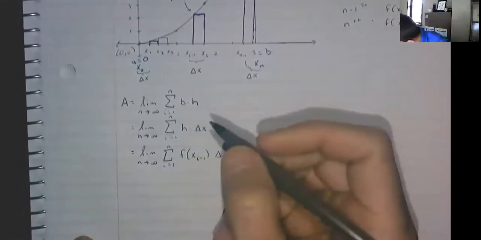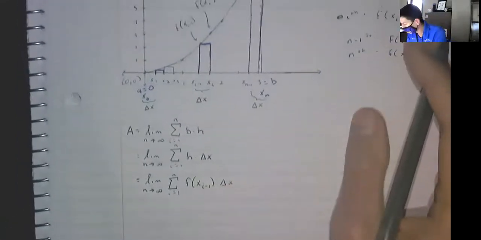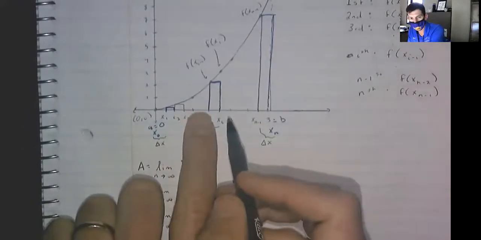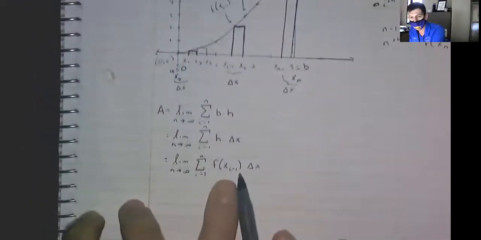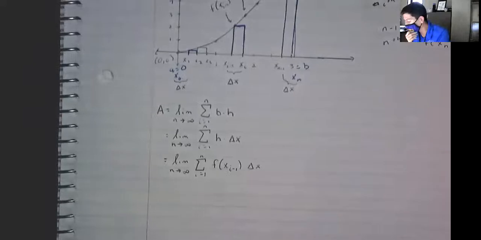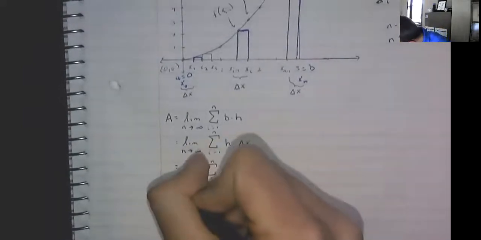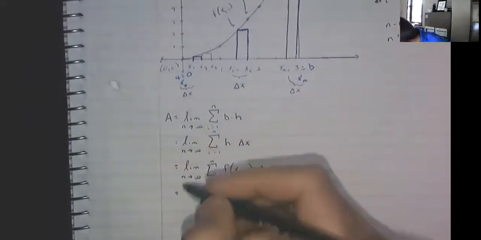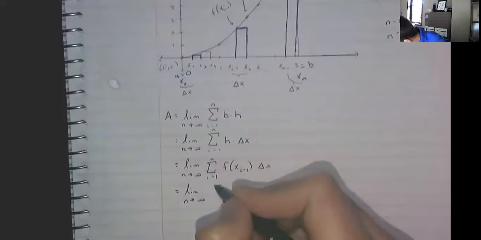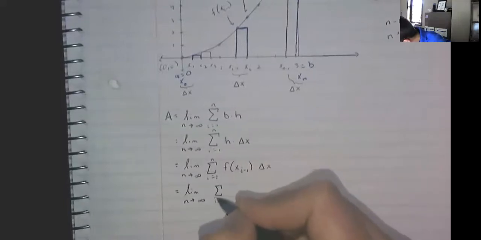Well, what that means is for any of our rectangles, we want to turn this into something we can actually operate on, that we can actually do this sum on. And so here's how we're going to do this. The limit as n approaches infinity of the sum from 1 to n of f.